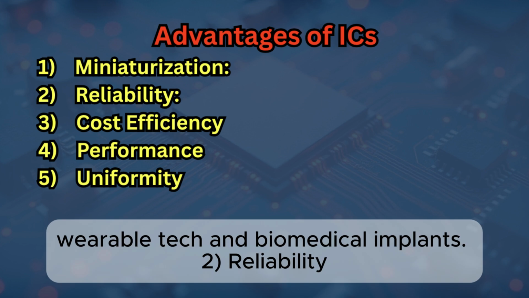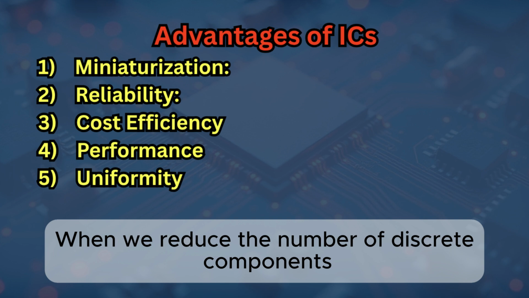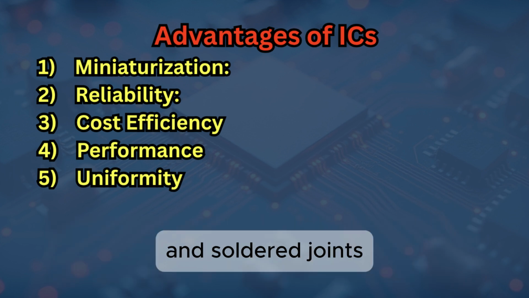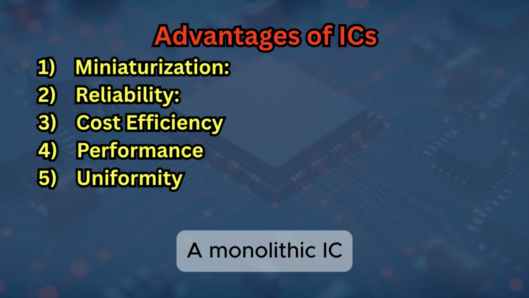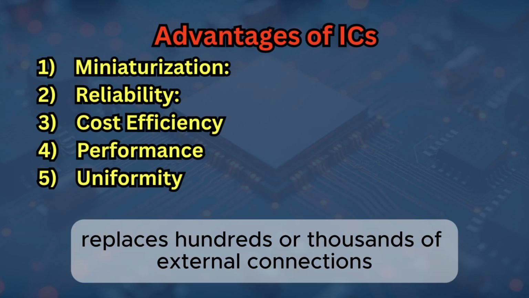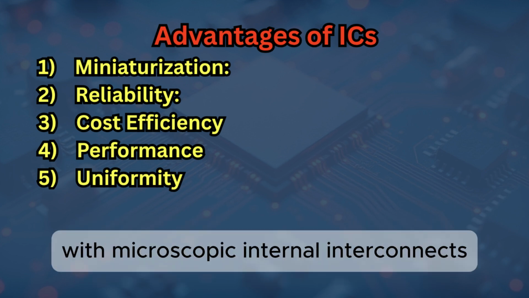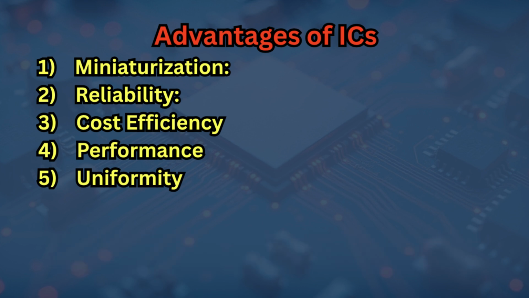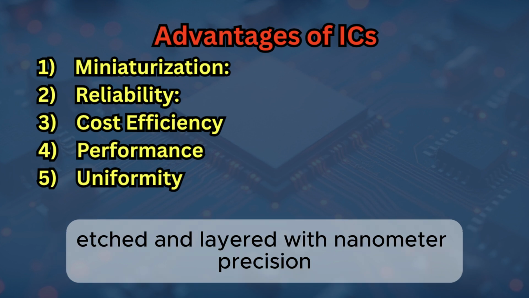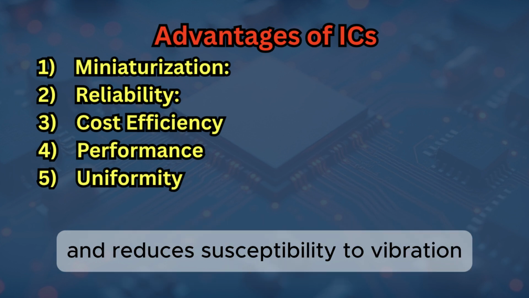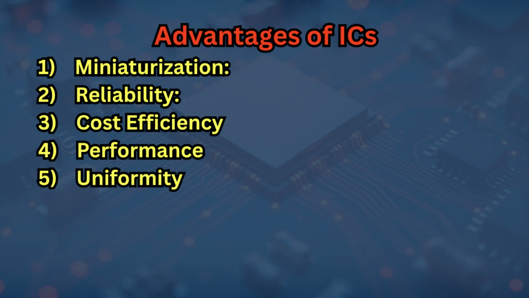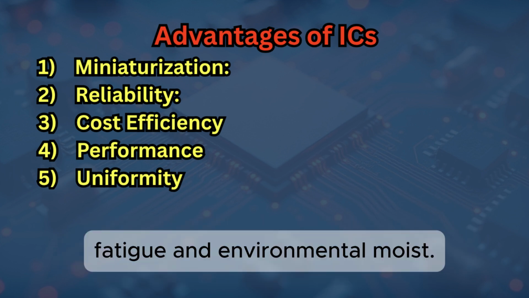2. Reliability. When we reduce the number of discrete components and soldered joints, we eliminate common mechanical failure points. A monolithic IC replaces hundreds or thousands of external connections with microscopic internal interconnects, etched and layered with nanometer precision. This inherently improves thermal stability and reduces susceptibility to vibration, fatigue, and environmental noise.